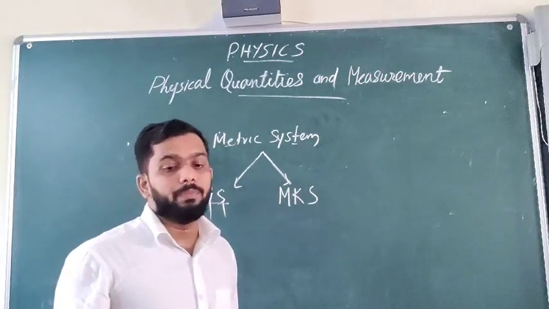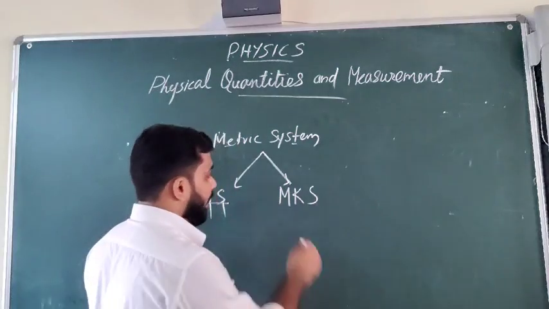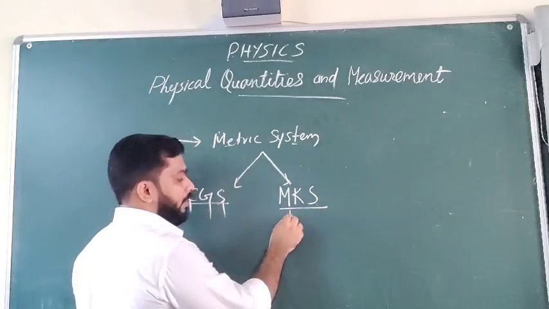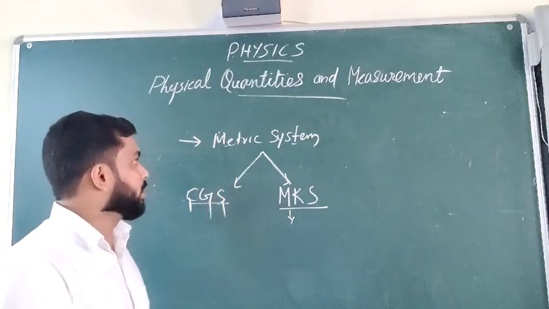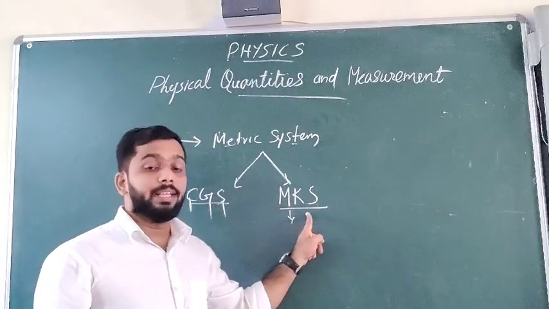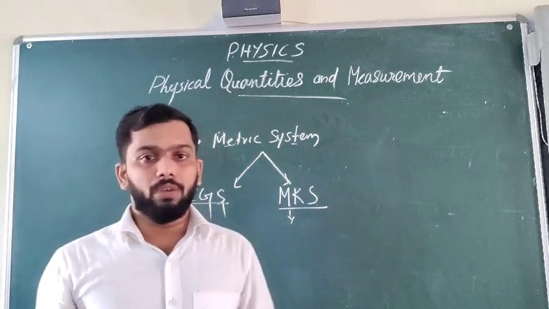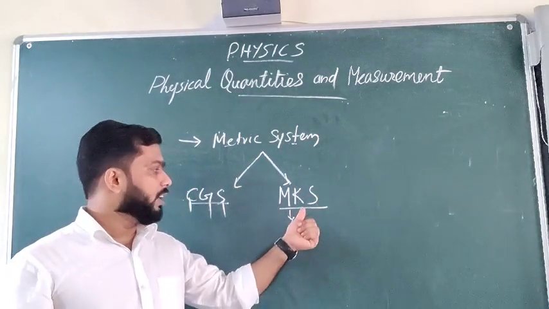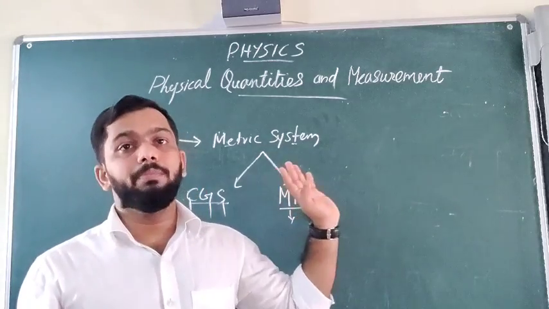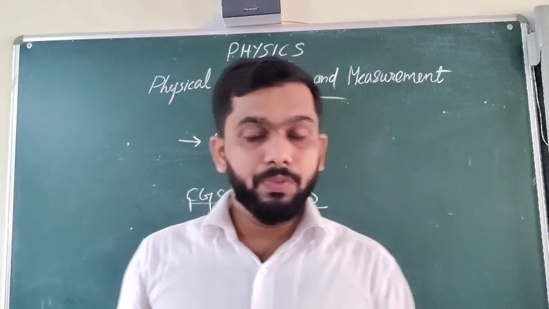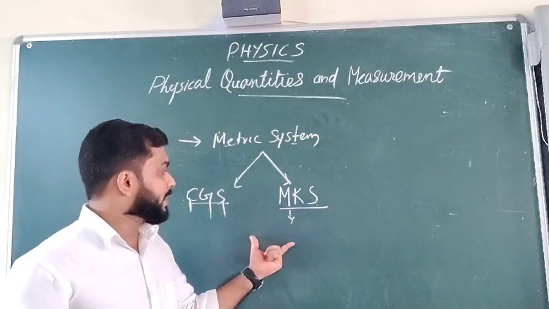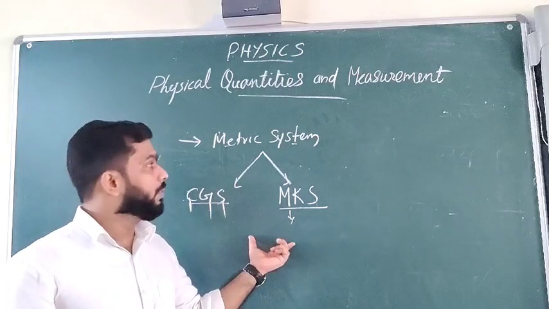And just an update to this one, they also used the MKS system. In the MKS system, they were measuring length as meter, as we have discussed. This is the metric system. Then K is kilogram, which is the measuring of mass. And S is the same, seconds. So these were the two systems before the SI system.